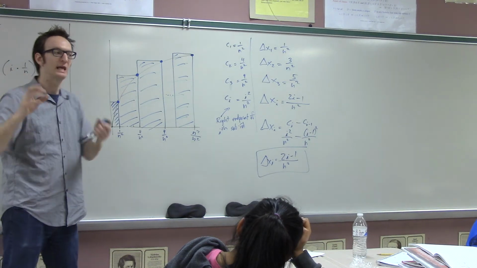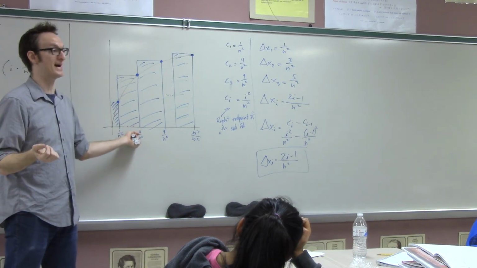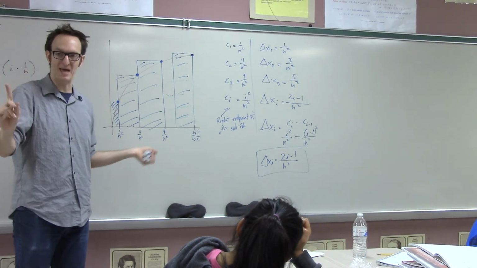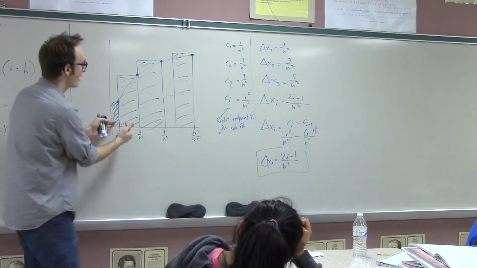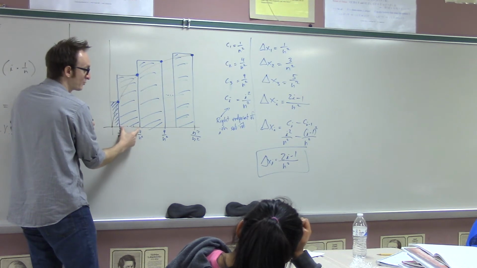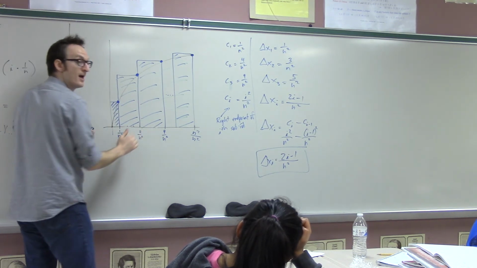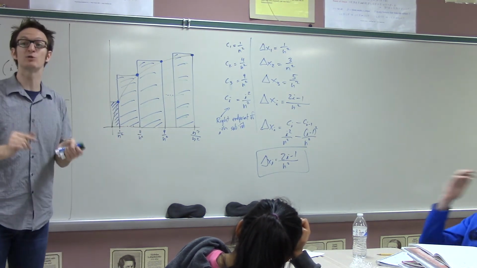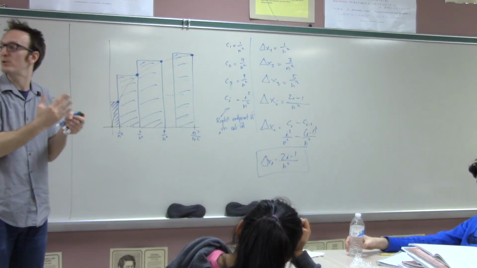So actually, even though these rectangles are of unequal widths, if you hold n constant for a moment, then the rectangles get bigger and bigger as you move out. Each of these rectangles is wider than the one before it. Yet as n goes to infinity, they're all getting pretty small.